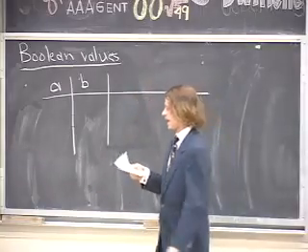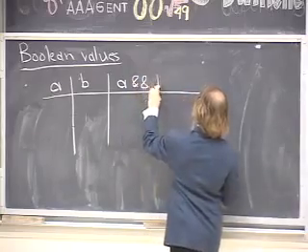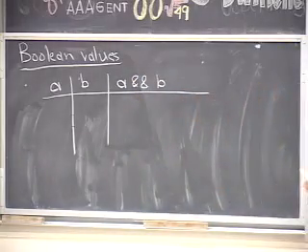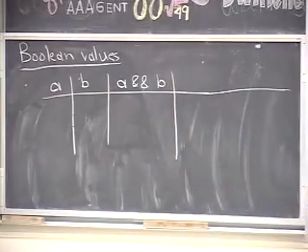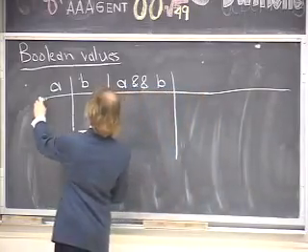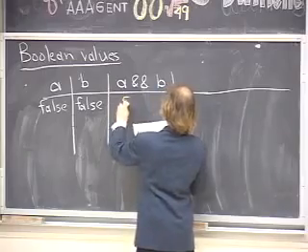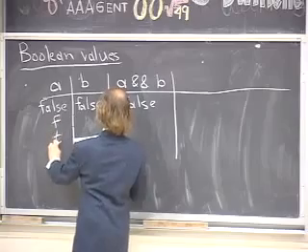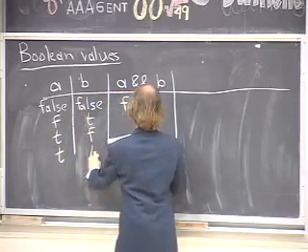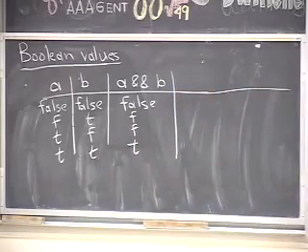Suppose I have two variables, A and B, and I write the string A && B in Java. That && means and, for those of you who are familiar with logic gates and stuff like that. So if A is false and B is false, then A and B is false. And we can fill out the truth table like this. So A and B is only true if both A is true and B is true.